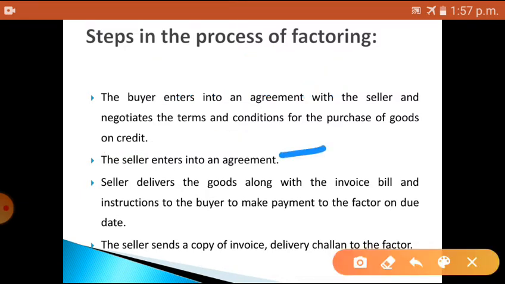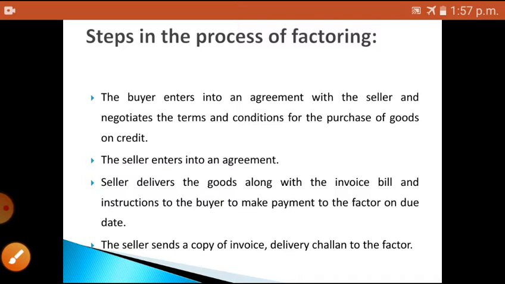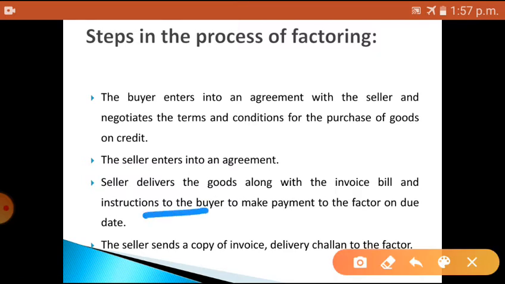Second, the seller enters into an agreement. What does he do? The seller will deliver the goods. Once the agreement is made, the seller delivers the goods to the buyer and makes all the invoices, bills and instructions. Once he delivers the goods, he makes copies of invoice bills or bills receivables, and instructs the buyer that he should make the payment to the factor on the due date.